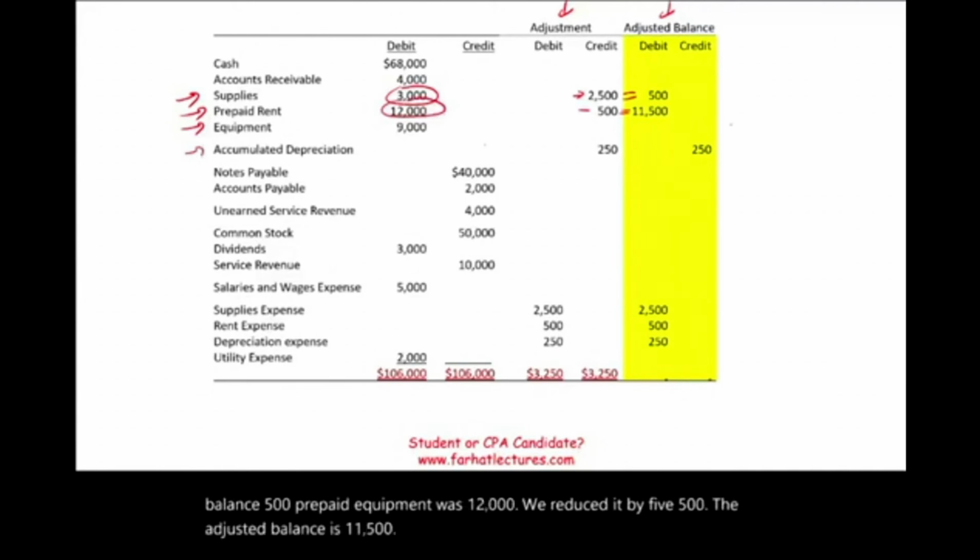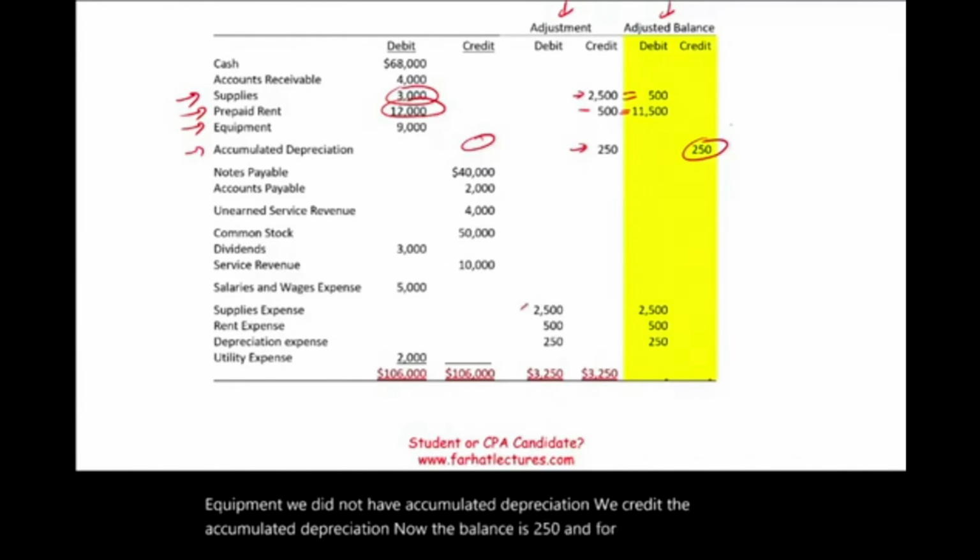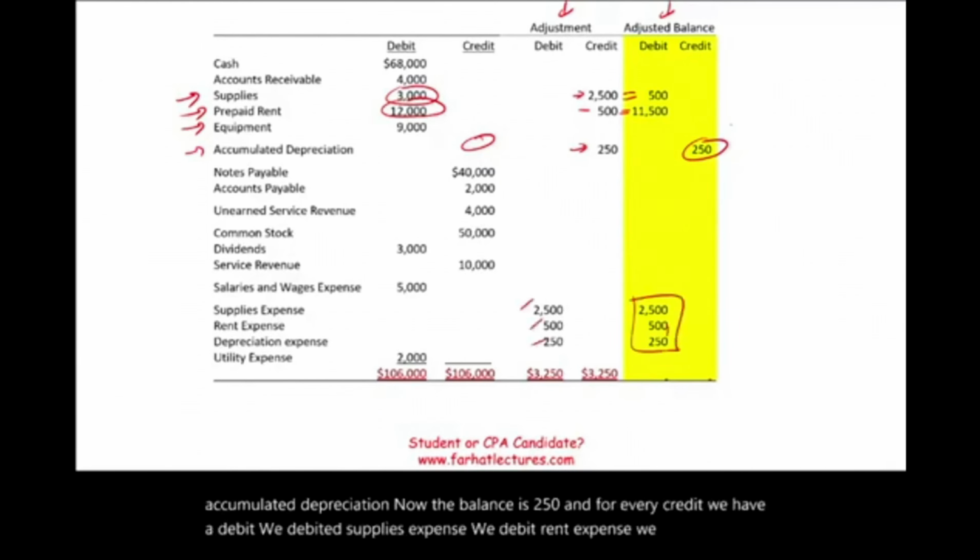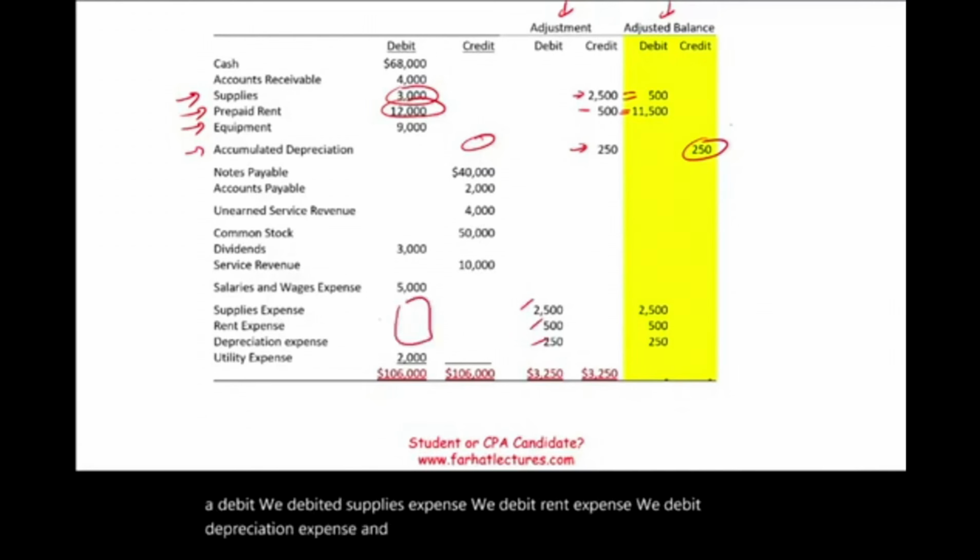Equipment, we did not have accumulated depreciation. We credited accumulated depreciation. Now the balance is 250. And for every credit, we have a debit. We debited supplies expense. We debited rent expense. We debited depreciation expense. And those are their balances because they did not have any existing prior balance.